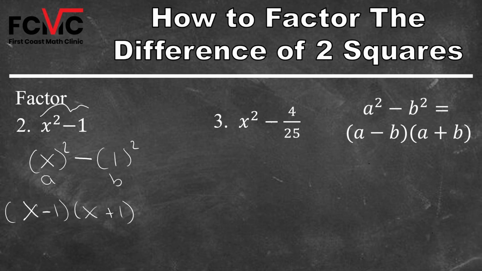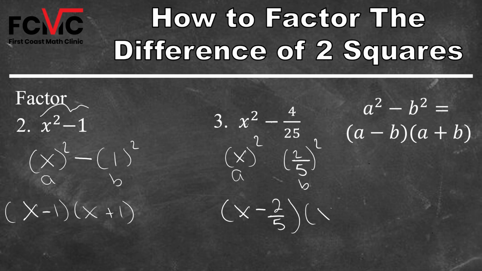Example 3: x squared minus 4 over 25. Well, x squared is a perfect square. 4 over 25 is a perfect square as well. So I can rewrite x squared as x to the second, so I'm squaring x to get x squared. What am I squaring to get 4 over 25? Well, I'm squaring 2 over 5. That's my b value. So I can rewrite this as x minus 2 over 5 times x plus 2 over 5. All right, let's look at examples 4 and 5.